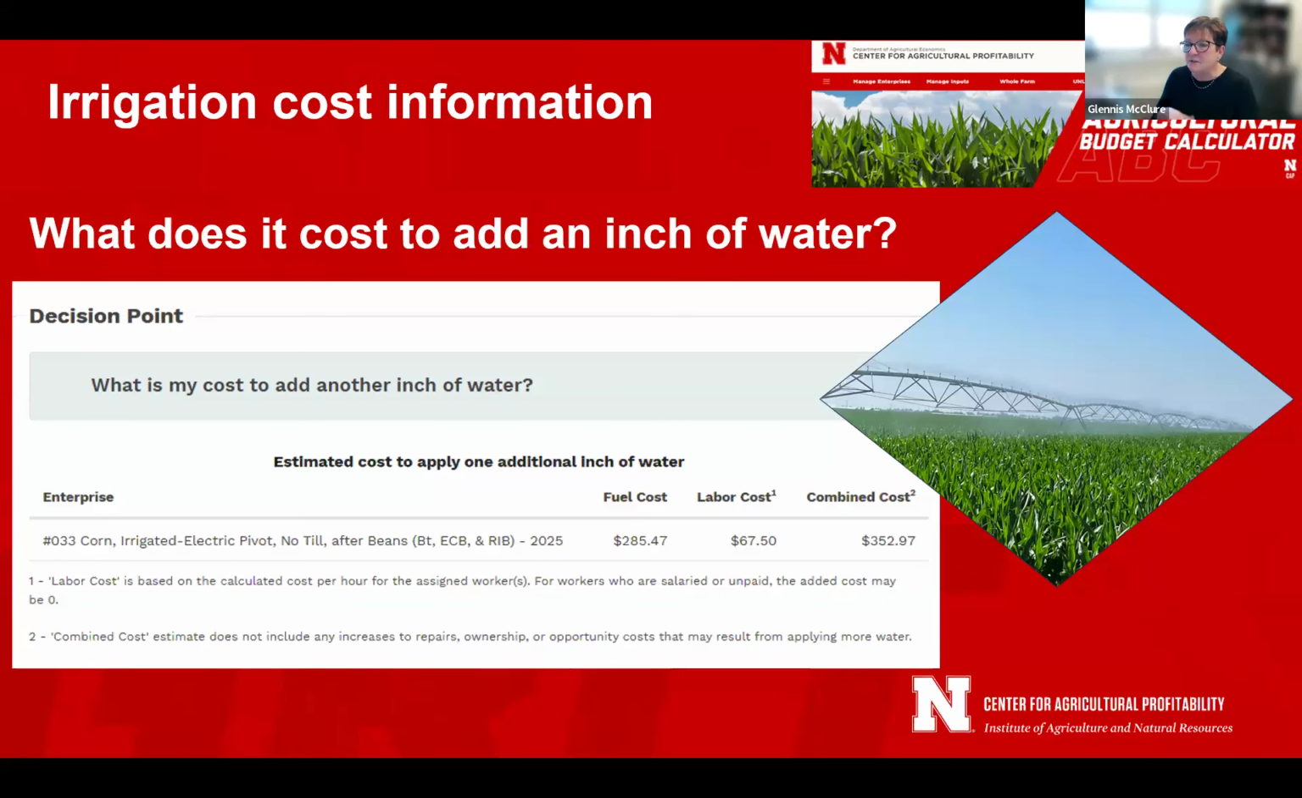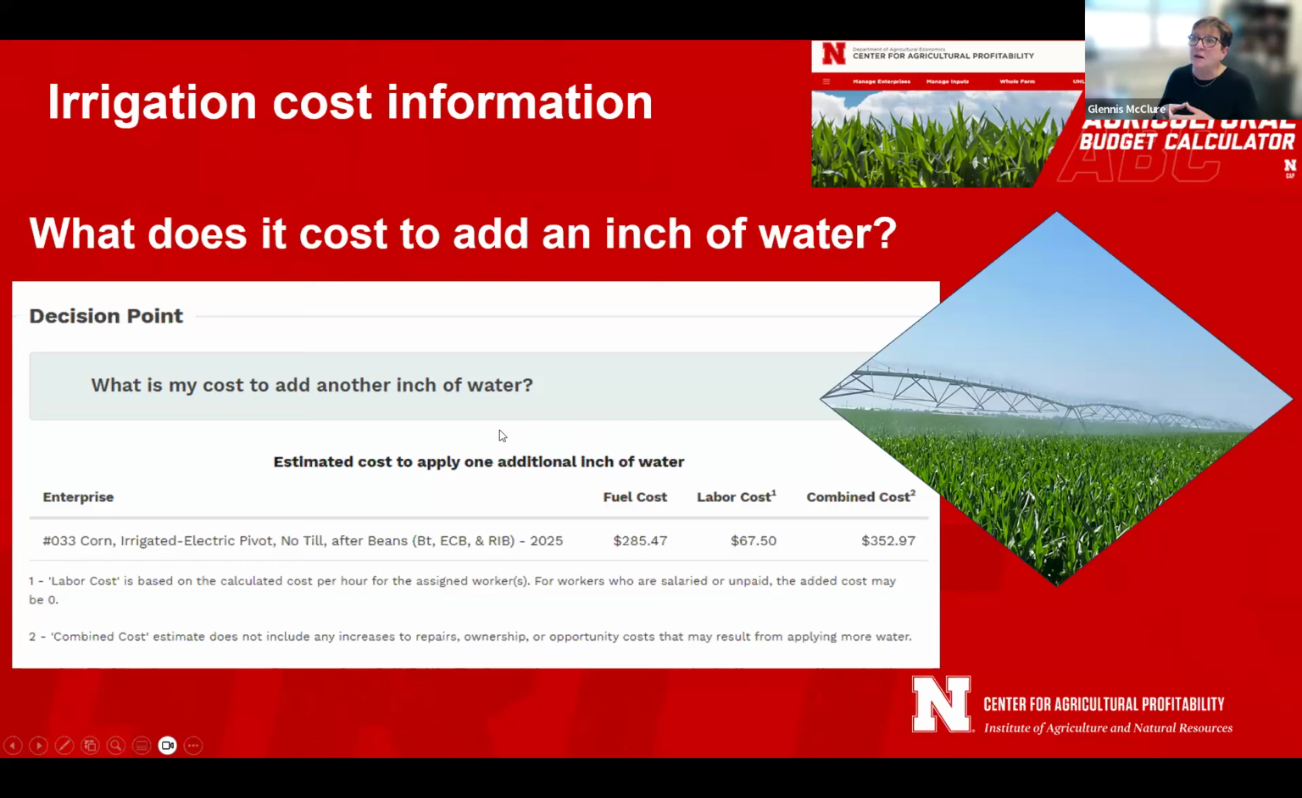Just another feature here with our irrigation in Nebraska is that we do have some irrigation figures you can look at. Towards the end of the season, what's it going to cost me to put another inch of water on? Once you've got that data in there, this will provide you some more analysis and some more information. So we've really had fun using it.